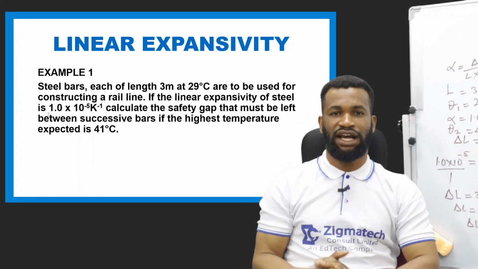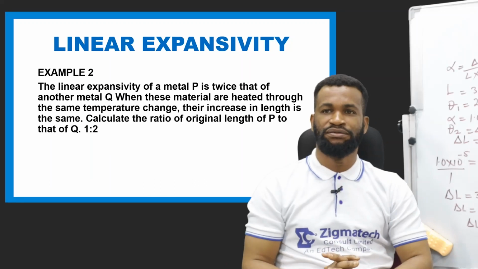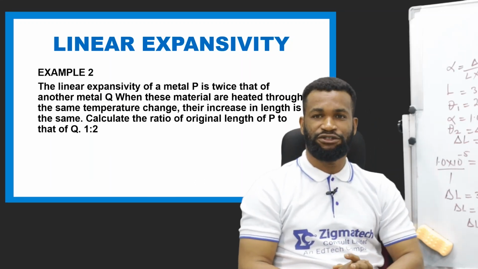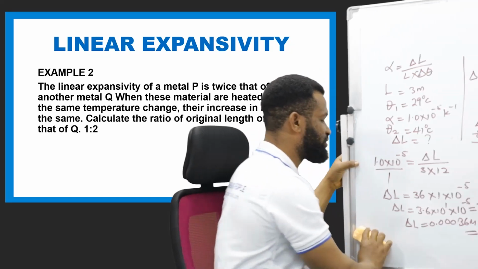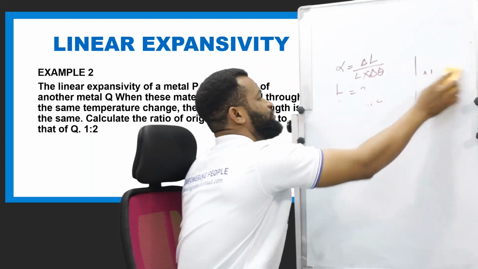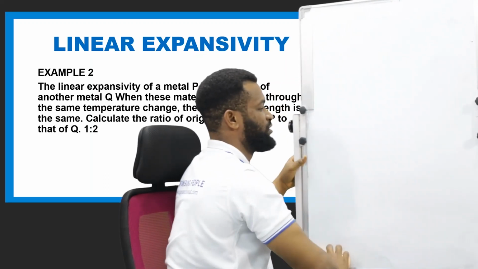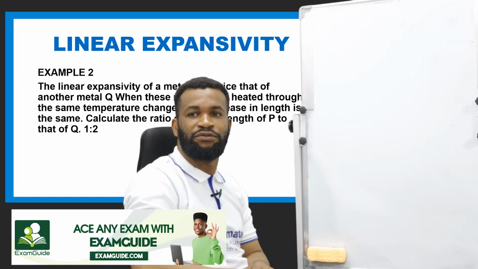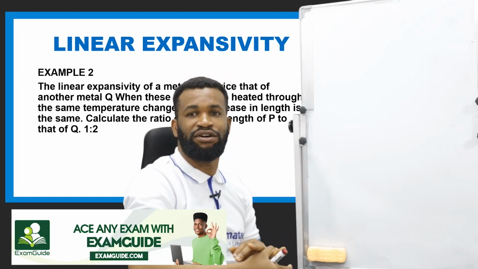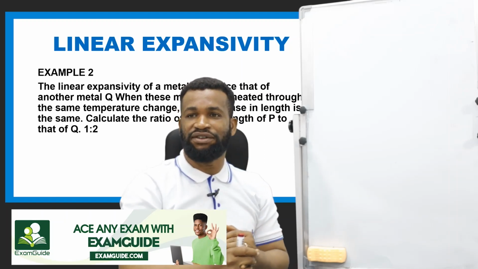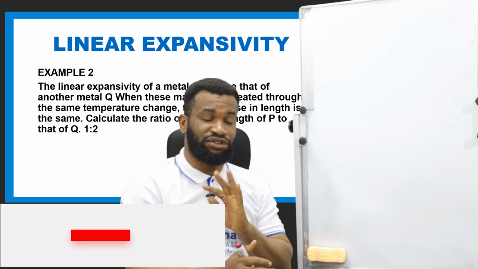We are going to look at another example of linear expansivity. It said the linear expansivity of a metal P is twice that of another metal Q. A very technical question. Let's take it slow, one before the other. When we say that the linear expansivity of metal P is twice that of another metal Q, when these materials are heated through the same temperature change.